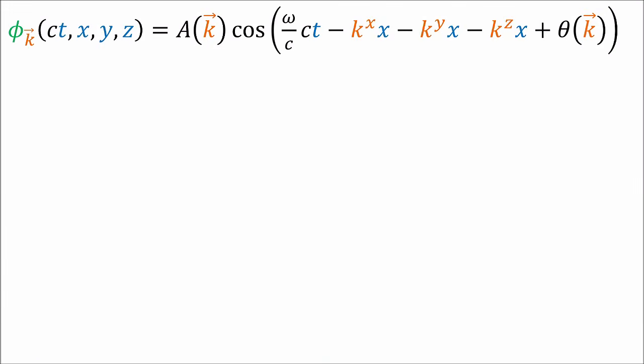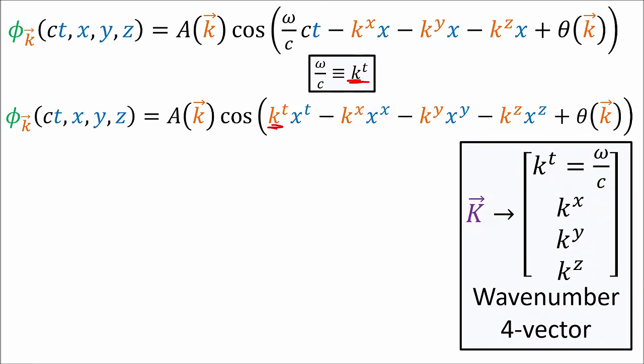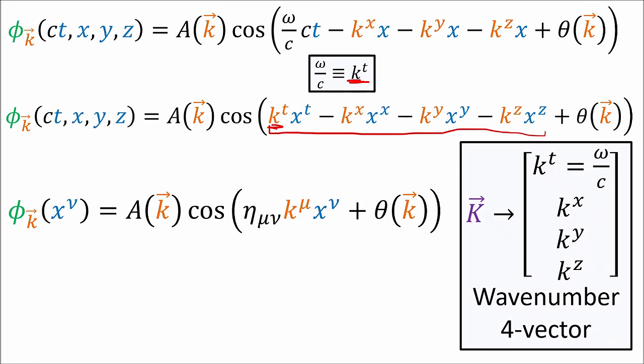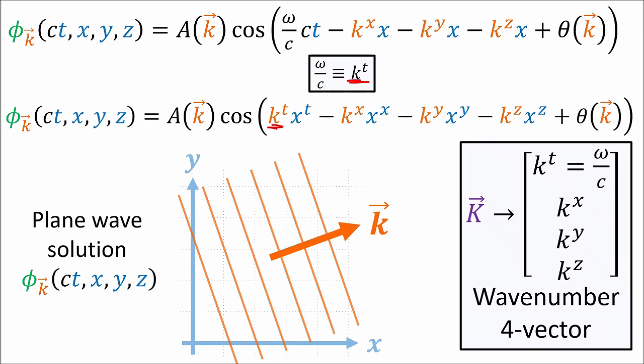If we define omega over c as the time component of the wave number, these 4 k components can be assembled into a 4-vector called the wave number 4-vector. And we can rewrite the cosine argument as a simple summation. We call these basic solutions plane wave solutions, because the components of the wave number vector indicate the orientation of planes in the wave.